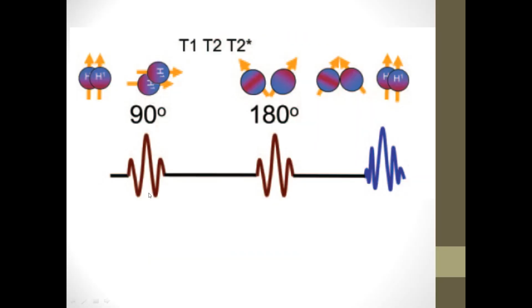This is a sequence of, again, 90 degree, 180. When you see 180 degree, you have to remember this is a T2 sequence. Why are we applying 180 degree? To refocus the protons again, or to rephase the protons again in the XY direction, okay?